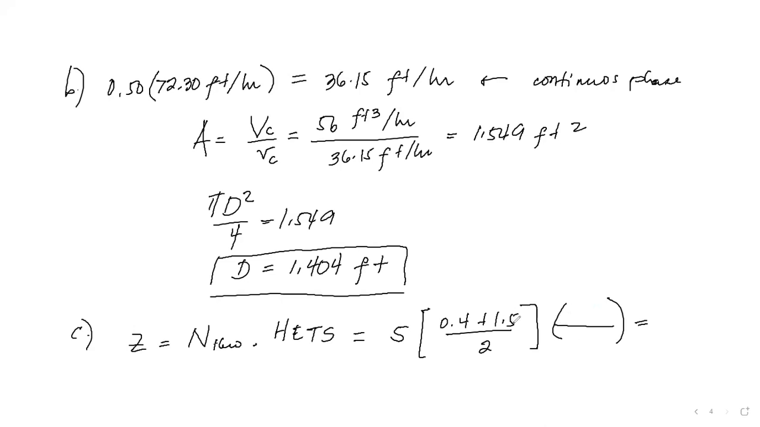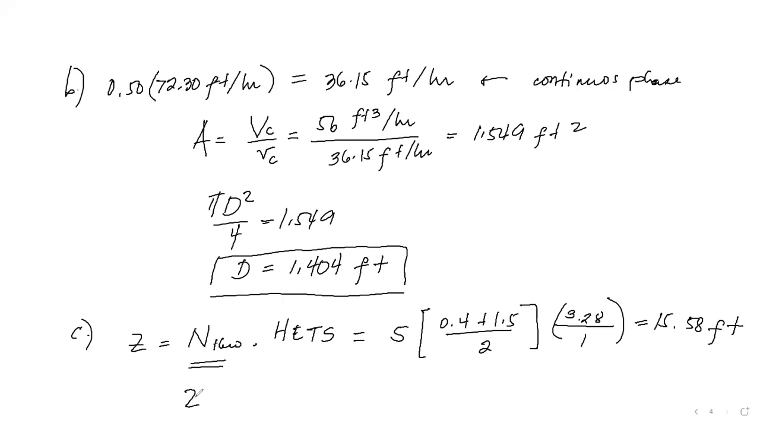So this is in meters, and 1 meter is 3.28 feet. Let's see again. So 0.4 plus 1.5 divided by 2 times 5 times 3.28. This is 15.58 feet. However, this only considers the theoretical number of stages.